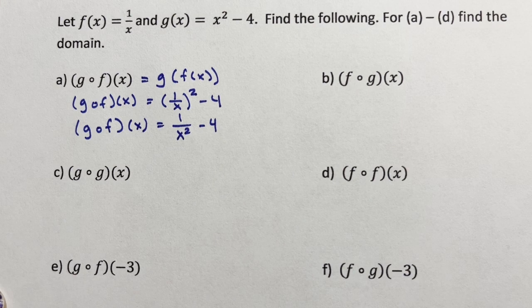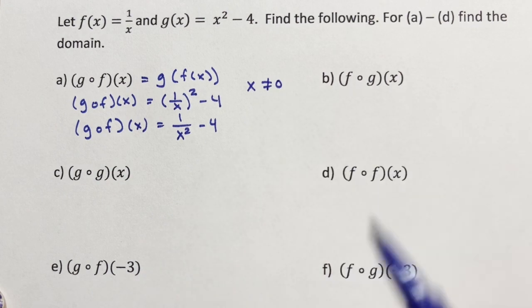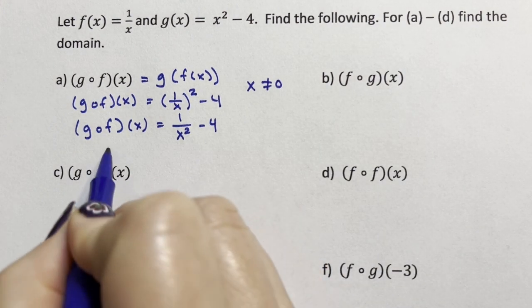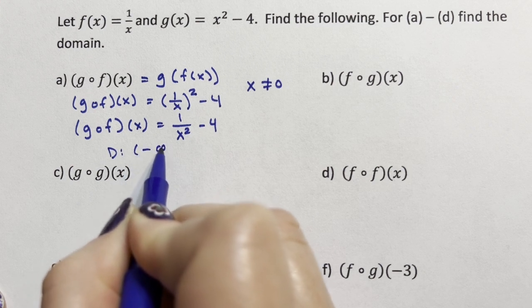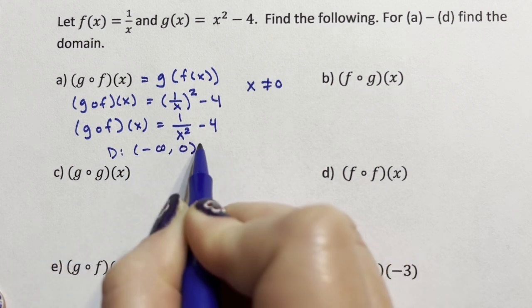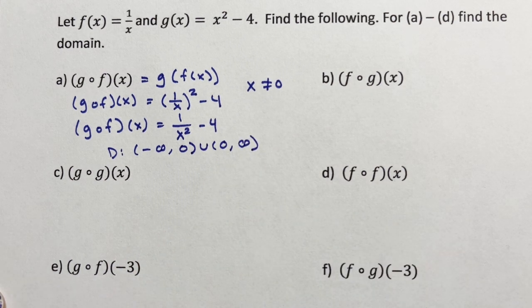The domain of this says that x cannot equal 0. So the domain is going to be, x can be anything from negative infinity to 0 exclusive or 0 to positive infinity. But we have to exclude 0 out of the domain.